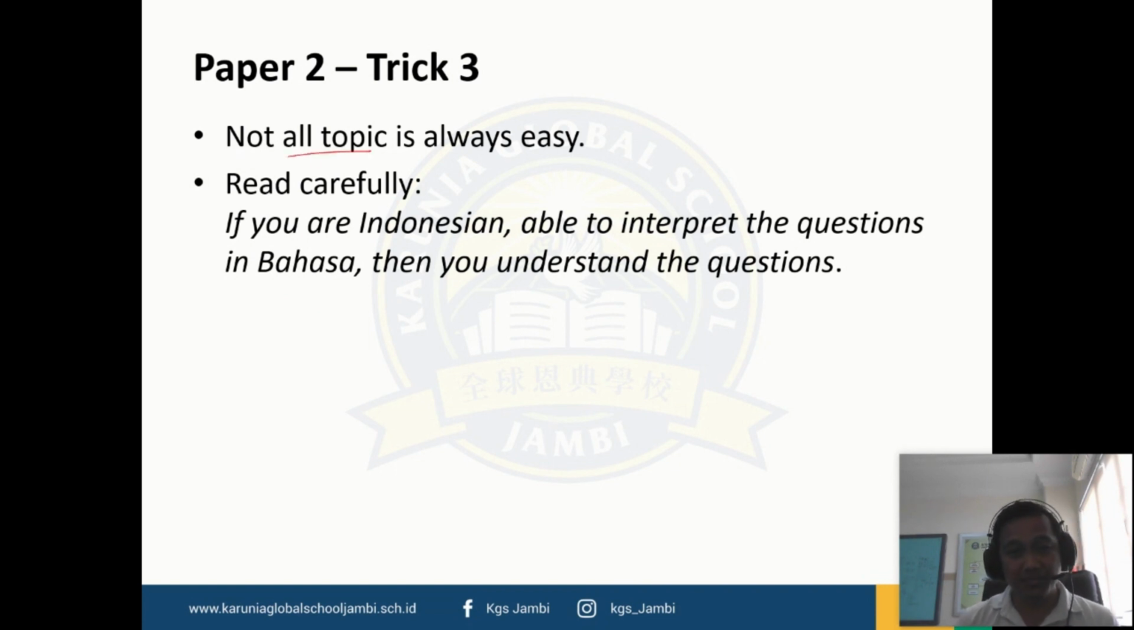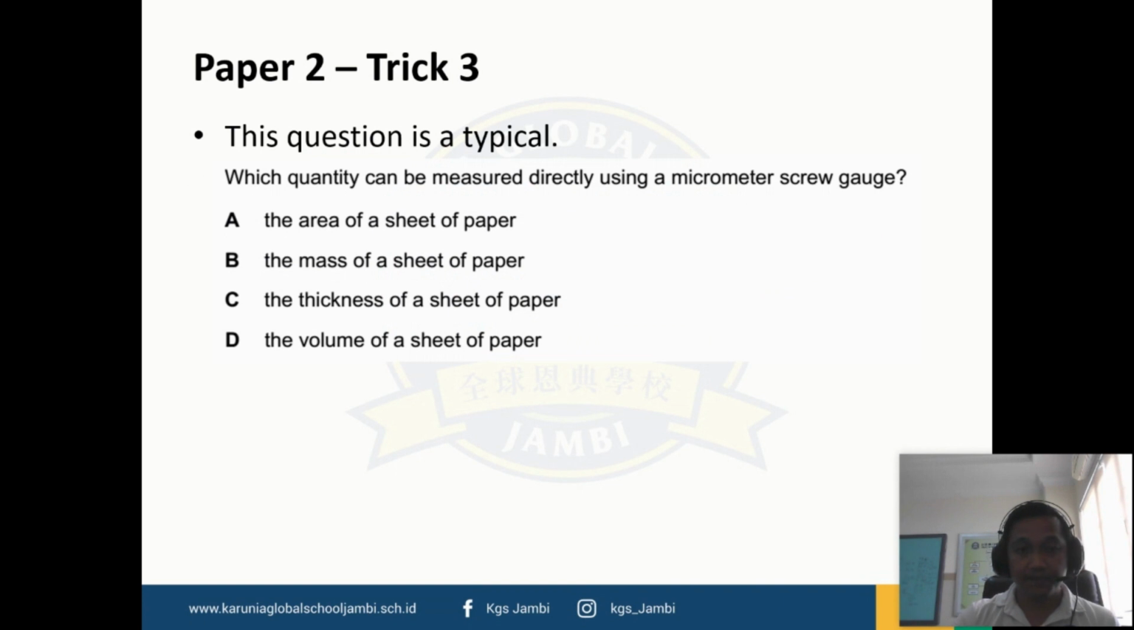Okay, remember this thing. Not all topics are always easy in paper 2. So that means you have to read carefully. This is the way you read carefully as an Indonesian: interpret the question in bahasa. If you're able to interpret the question in bahasa, then that is an indication that you understand the meaning of the question.